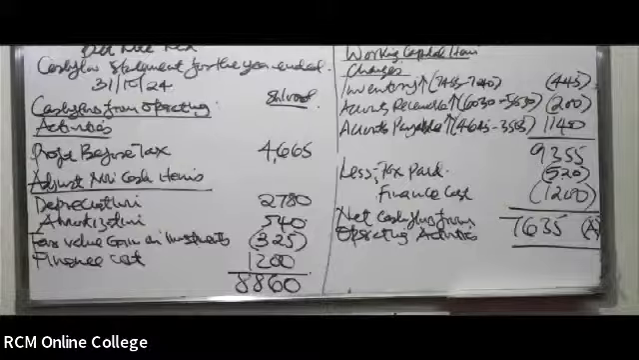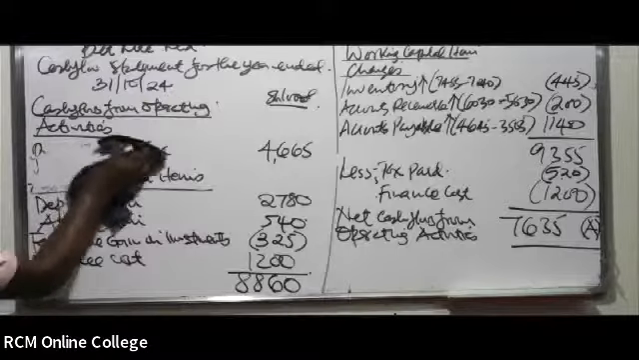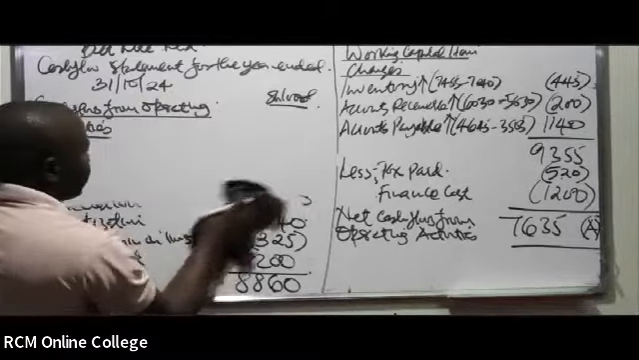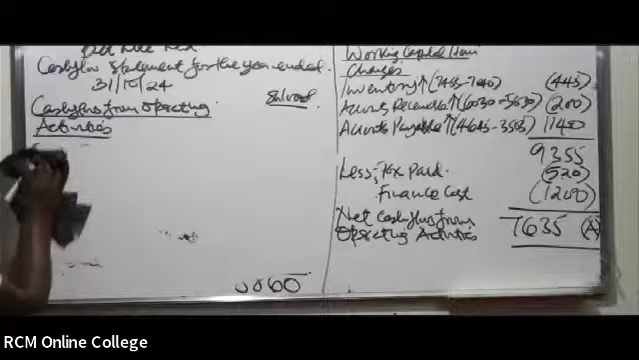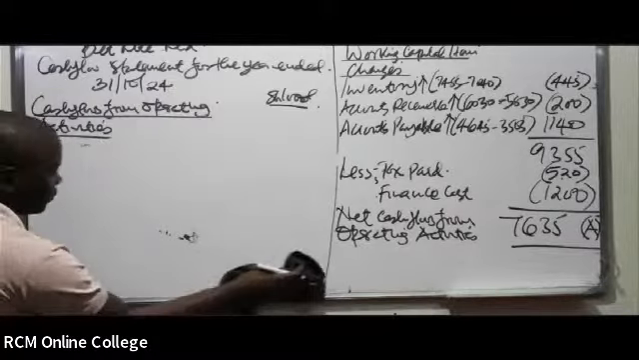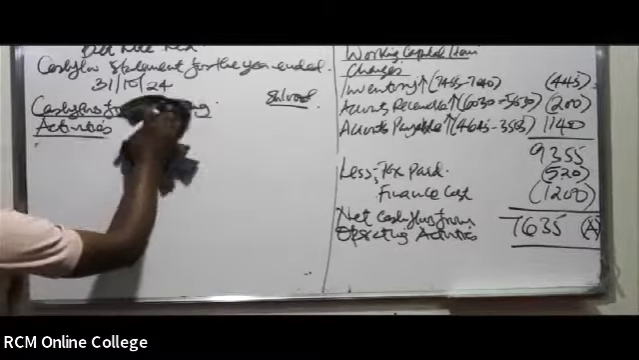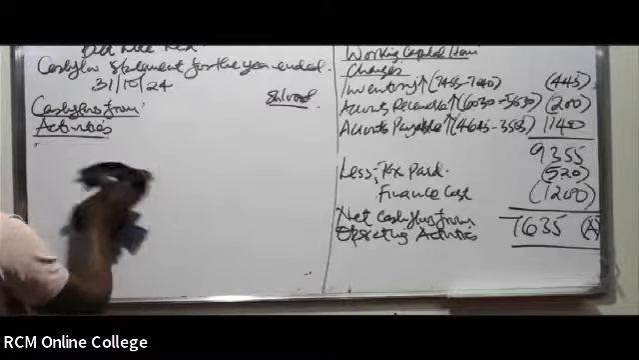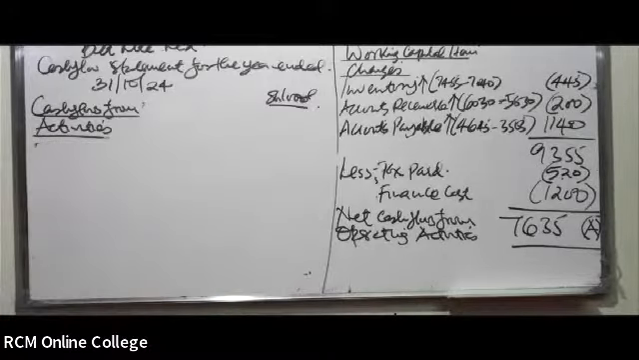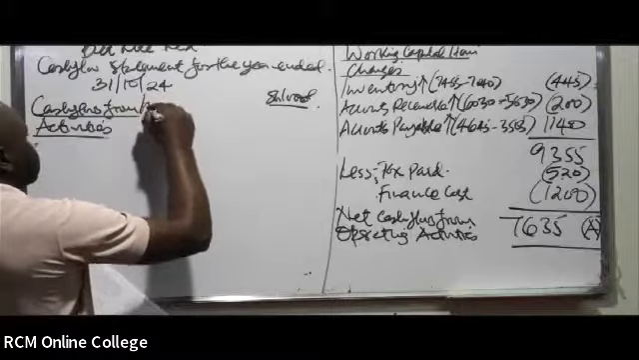So this is how you present it. The first part of cash flows from operating activities. So you can go to the second part, which in this case is now cash flows from investing activities. Hope you are through with here. So you have now, in this case, cash flows from investing activities.